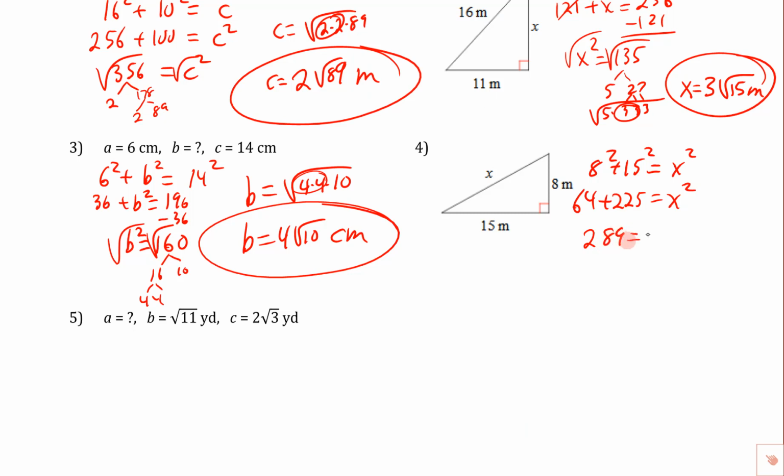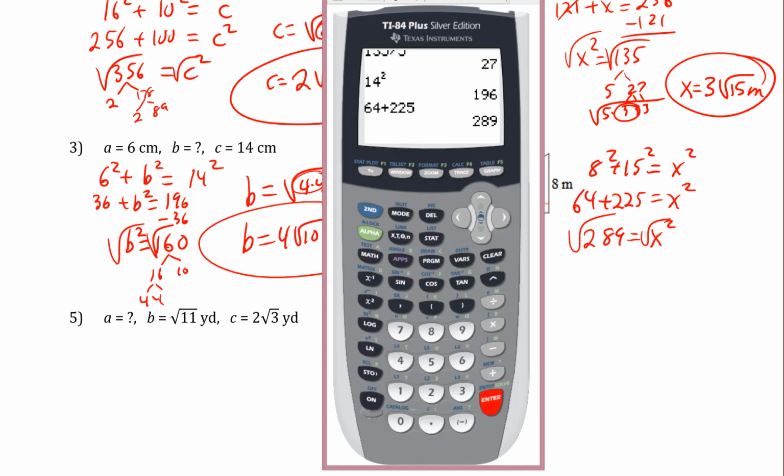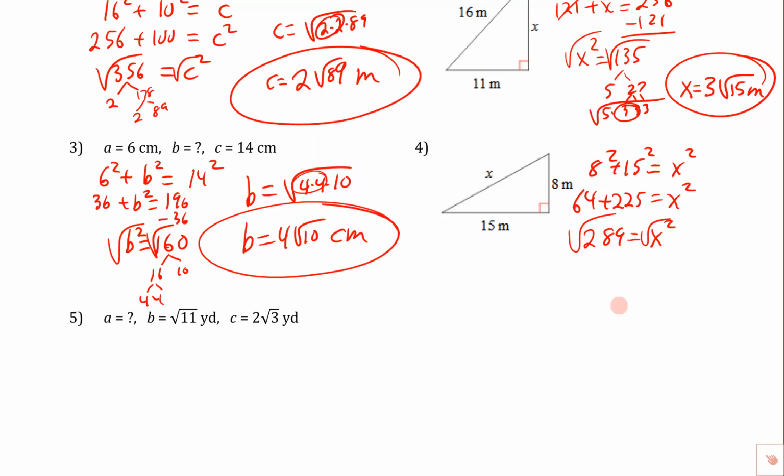Now I am hoping that 289 rings a bell. I believe that's a perfect square, so let's just check and see. If we got a decimal answer, then we'd work on simplifying this, but let's check and see. If I do square root 289, hop outside, hit enter, it is. That's a perfect square of 17, and if that's one you recognize, you got a little bit of a head start there. So there, we're going to have x equals 17, and this would be in meters.